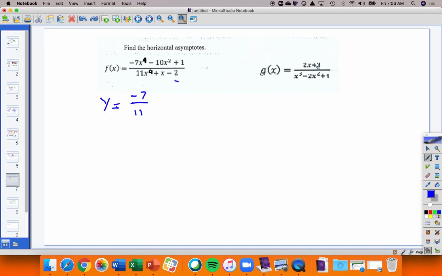On this one, I see my degree on top is a 1, and my degree on bottom is 3. And since the degree on top is smaller than the one on the bottom, I know that rule number 1 says it's going to be y equals 0.